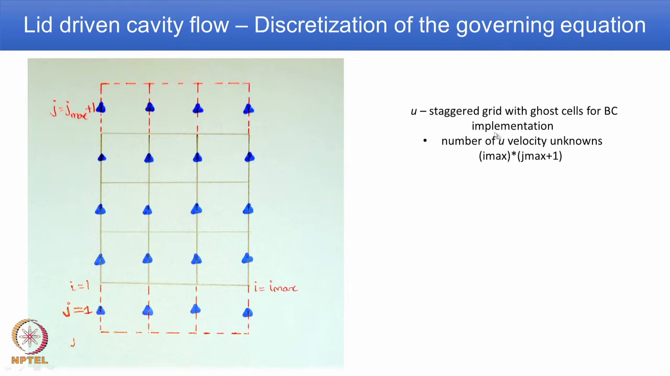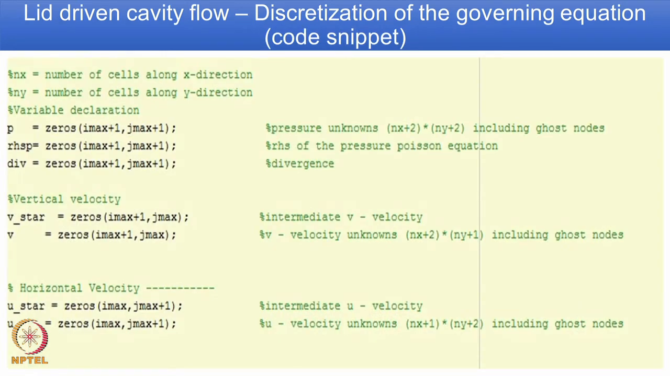So, the number of u velocity unknowns becomes I max, because we do not have any extra line in the I direction. When you solve the u momentum equation, we have only extra in the j direction. So, that is j max plus 1 is considered. The number of u velocity unknowns becomes I max into j max plus 1. Similar arrangement for the V cell, we will look into that when we do the V momentum equation.